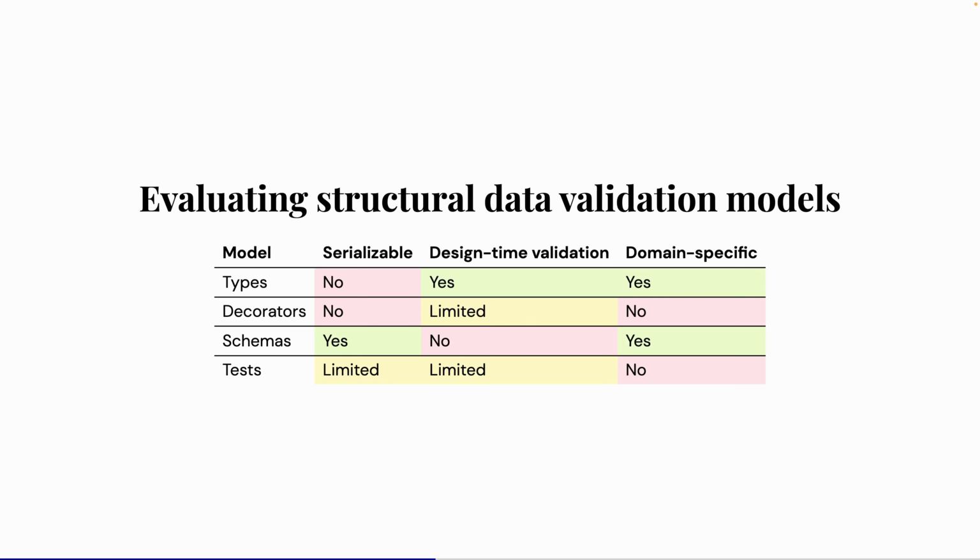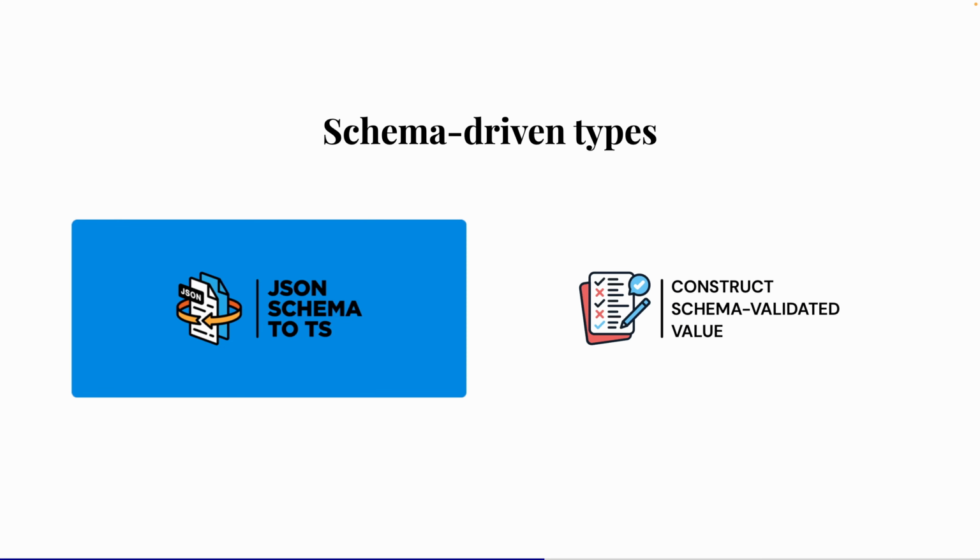We might wonder if we can achieve the interoperability benefits of schemas while also retaining the design time benefits of types, without having to maintain both. Luckily, TypeScript has tools that can generate types from schemas. We will use JSON schema to TS to generate types from JSON schemas, and a utility function I developed named construct schema validated value to express dynamic data as strongly typed values.